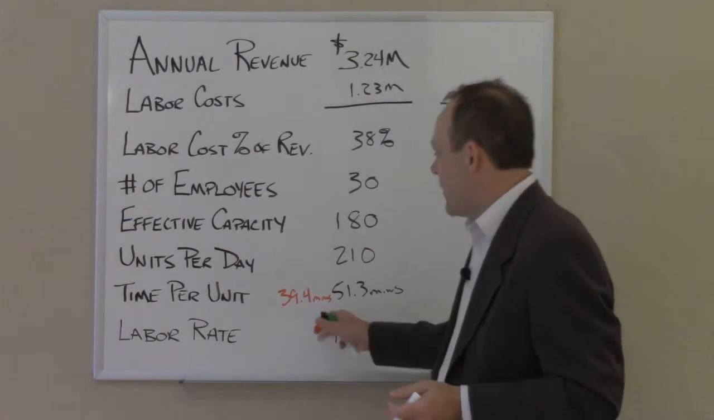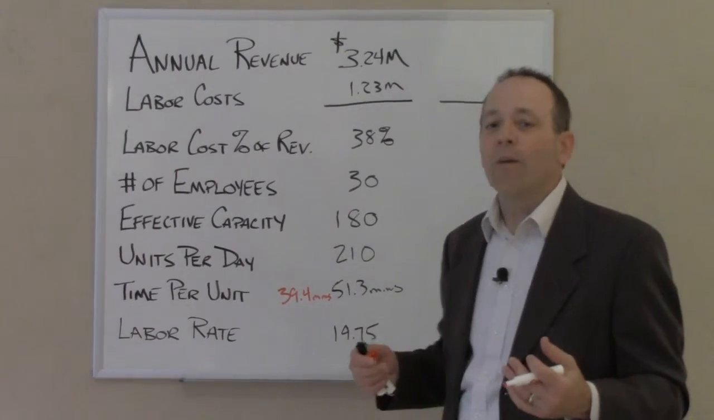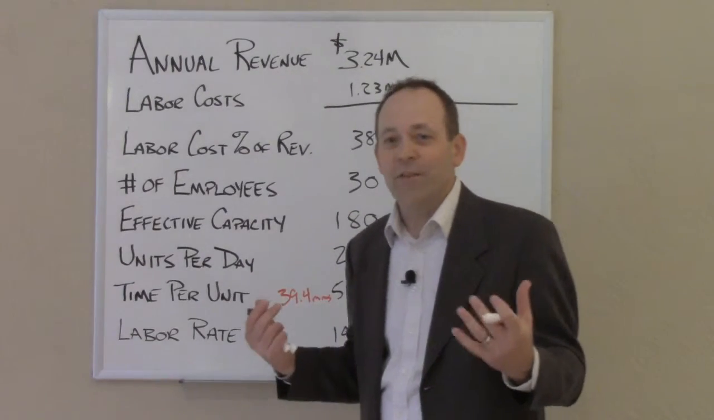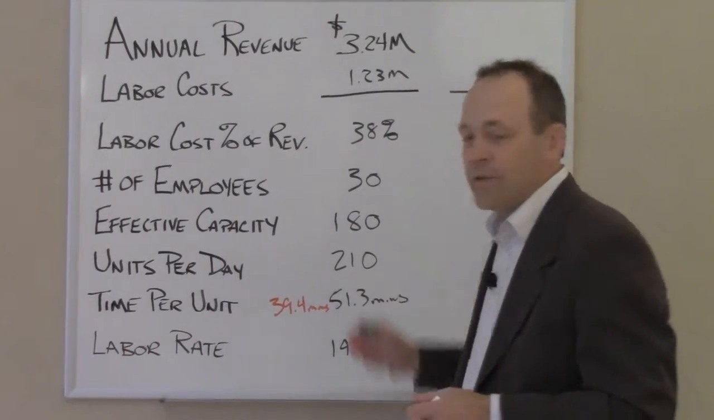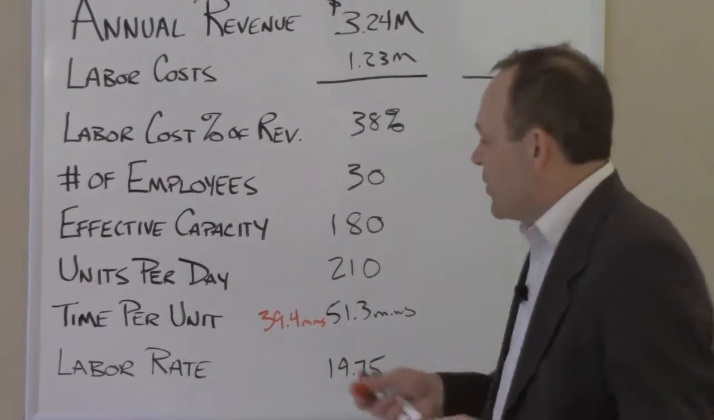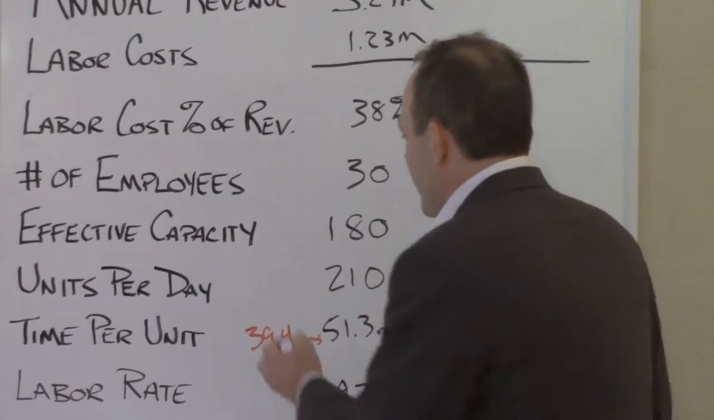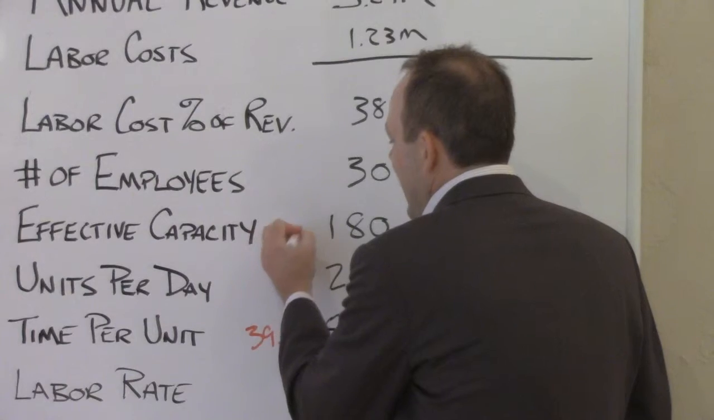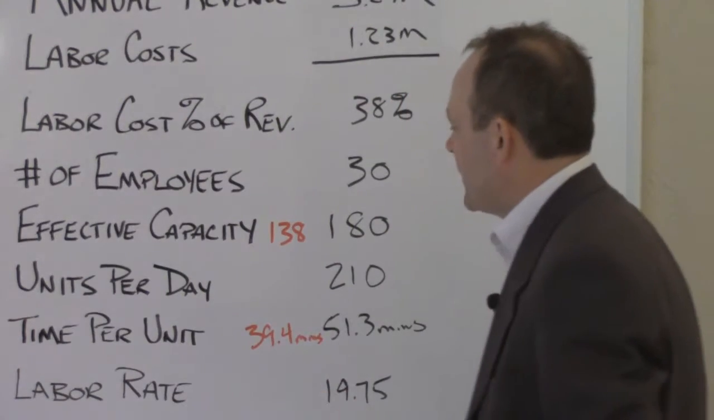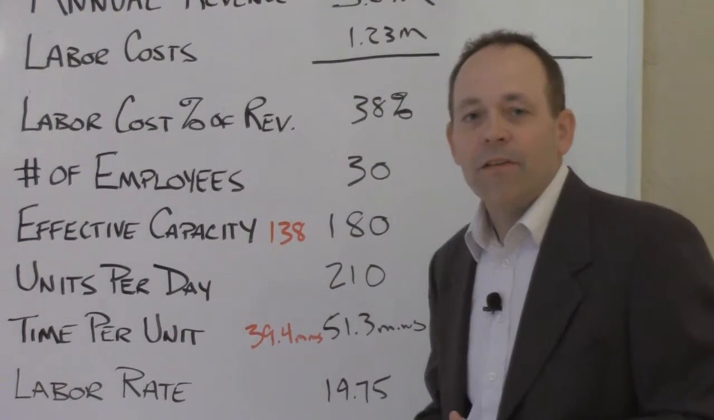Now, what does that mean? Well, it means that we probably don't need 180 hours of effective capacity in this organization if we still want to produce the 210 units. If we run the numbers, we find out really quickly that we only need 138 hours of effective capacity to produce 210 units.